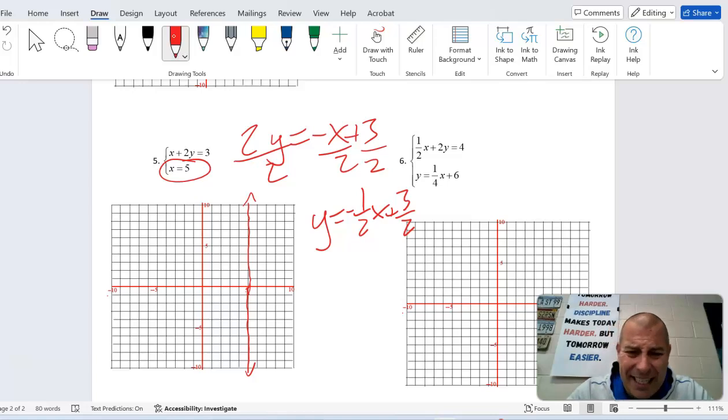Let's start getting into this here. 3 halves isn't as bad as we think, because 3 halves is really 1 1/2. So with our slope, we are going down 1, so we're in between, and then to the right 2. Down 1, so we're halfway in between, and then to the right 2. Down 1, to the right 2.